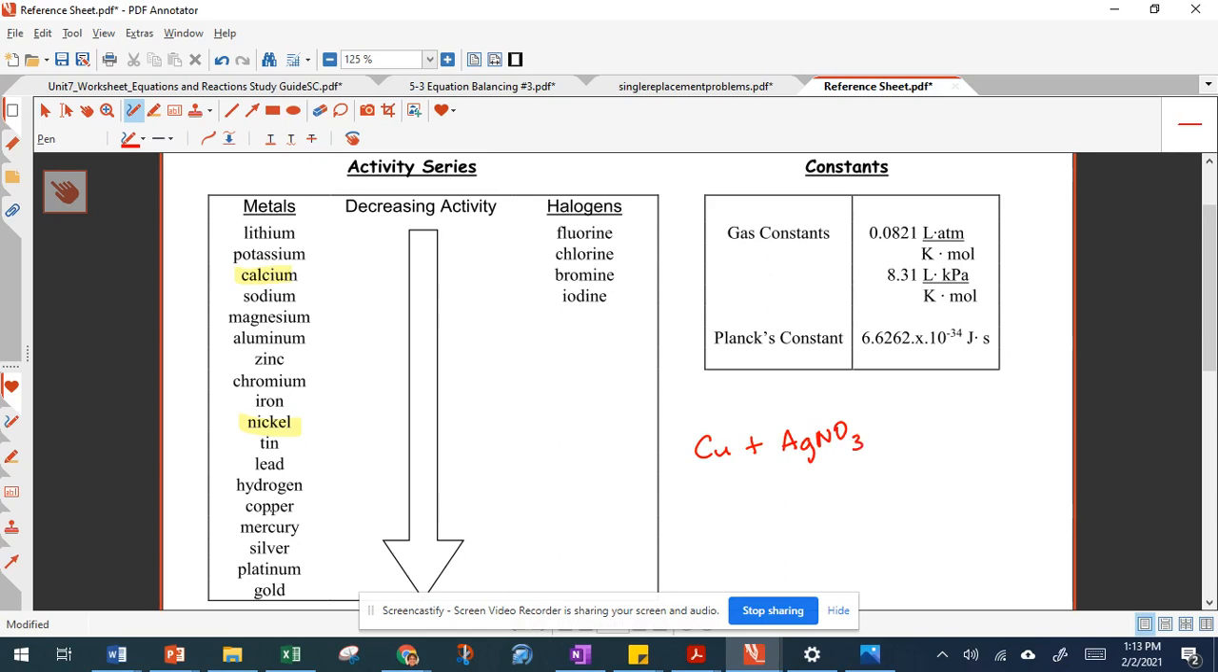Okay, so copper is here in our activity series. Let me erase this. And silver is down here. So this reaction will occur because copper is higher than silver. So in this reaction, you're going to see that copper is going to form copper 2 nitrate. So like I said, you can always assume it's a +2 charge if it's a transition metal when it forms a compound in the product. And then silver is by itself. Okay, so I'm going to show you that video.